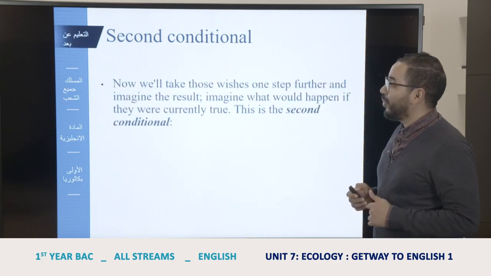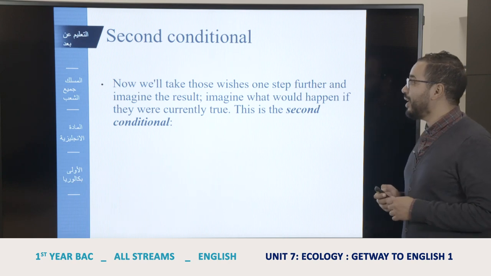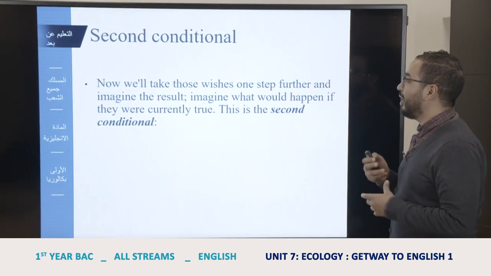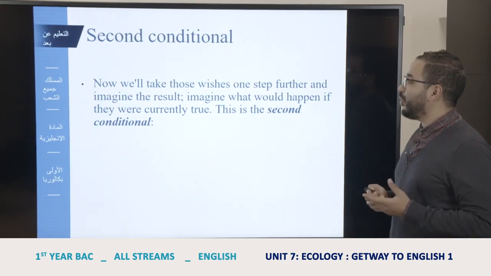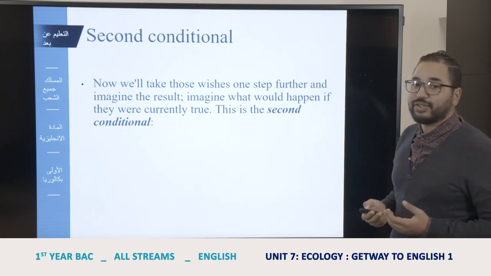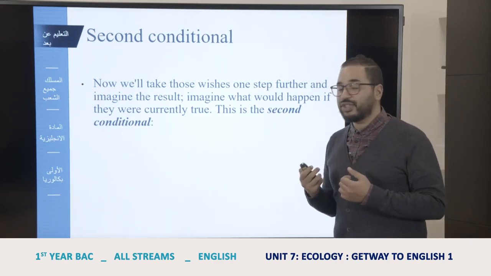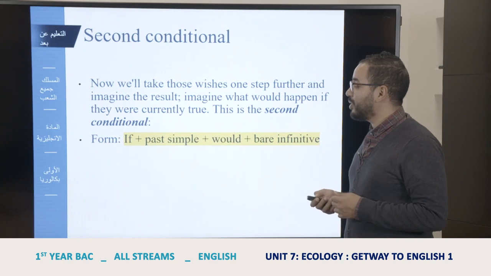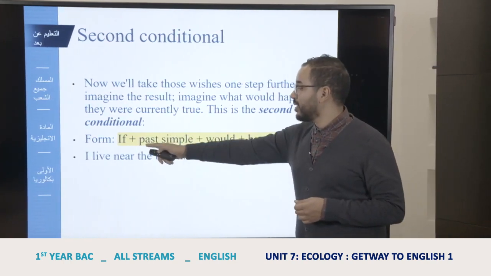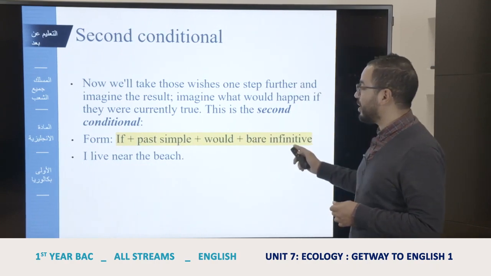So now we will take those wishes one step further and imagine the result, or imagine what would happen if they were currently true. This is the second conditional. If you still remember, in the functions we talked about this situation. So this is the form of the conditional type 2. It's if plus past simple, plus would plus bare infinitive.